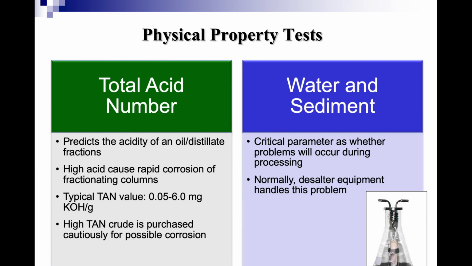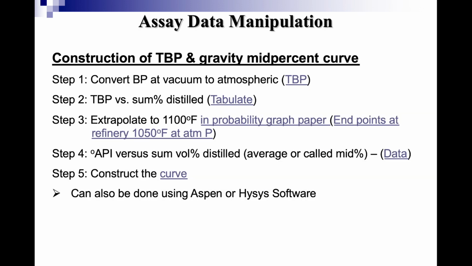Okay, next one is total acid number. It predicts the acidity of an oil distillate fraction. High acid causes rapid corrosion of fractionating columns, and the typical total acid number value is 0.05 to 6.0 mg KOH per gram. High total acid number crude is purchased cautiously because of possible corrosion. And next one is water and sediment, which is a critical parameter as problems will occur during processing, and normally desalter equipment handles this problem.